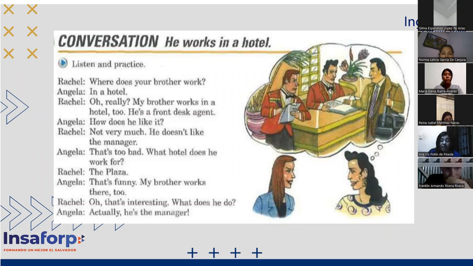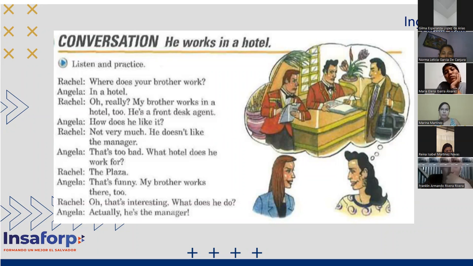Do you work? I'm a teacher. Okay. Where do you work? In the institute, algo así. Okay, in a public institution. How do you like your job? I don't understand. Or how do you like it? ¿Qué tanto le gusta? How do you like it? I like it a lot.